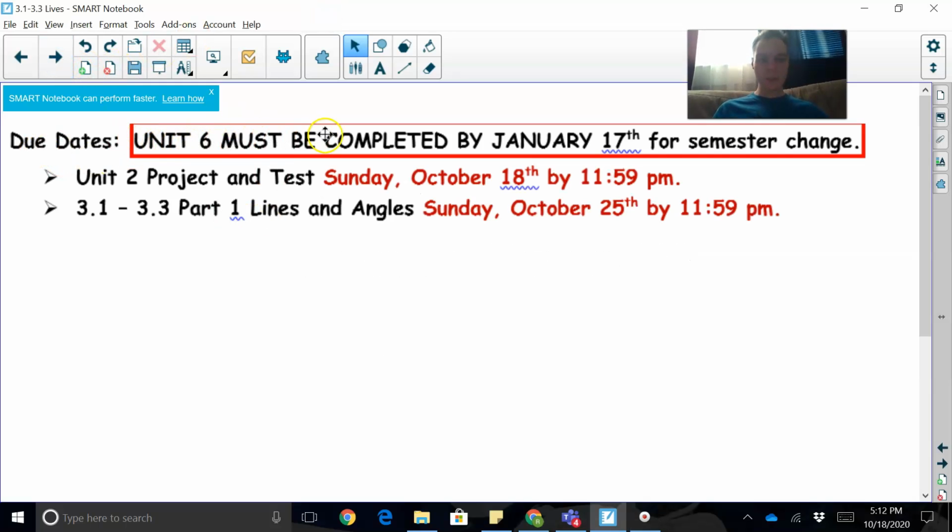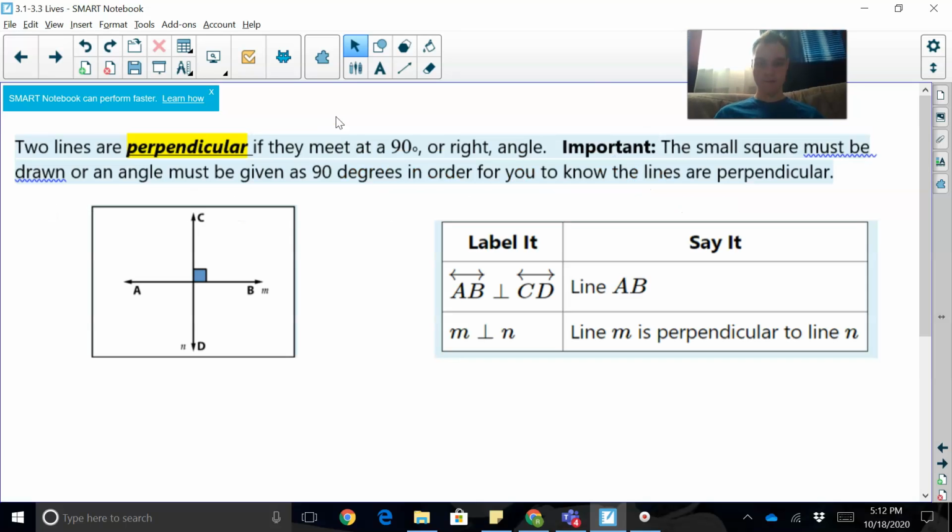Okay, announcement. Due dates. Unit 6 must be completed by January 17th for the semester change. Unit 2 projects and tests: basically, Unit 1 and Unit 2 are due the 18th, still a couple hours. And 3.1 through 3.3, Part 1, lines and angles, is due a week from today, this Sunday. It's due October 25th by 11:59 p.m.